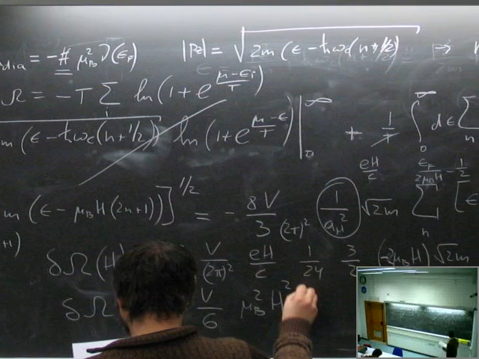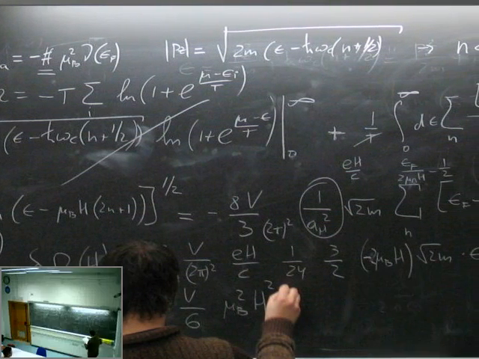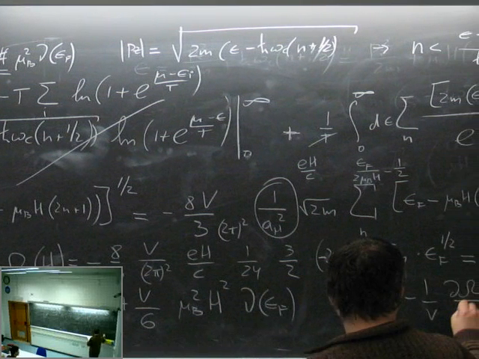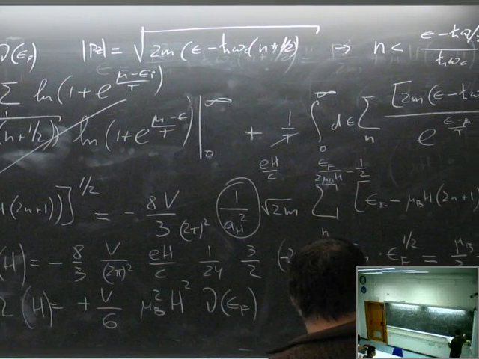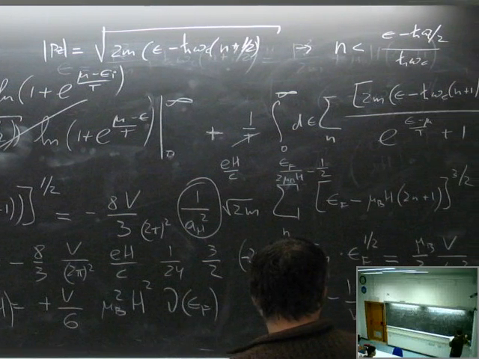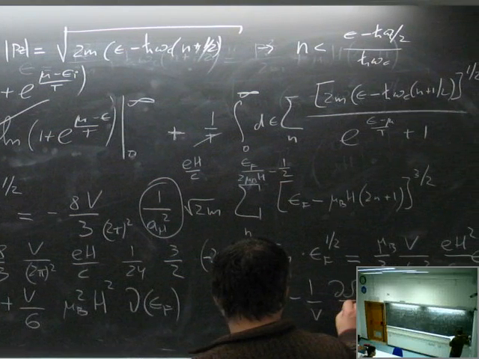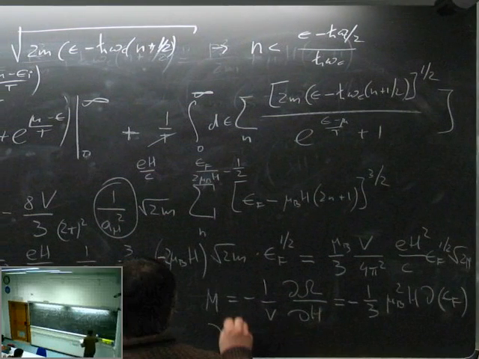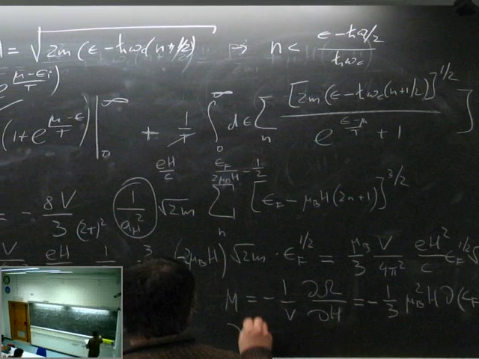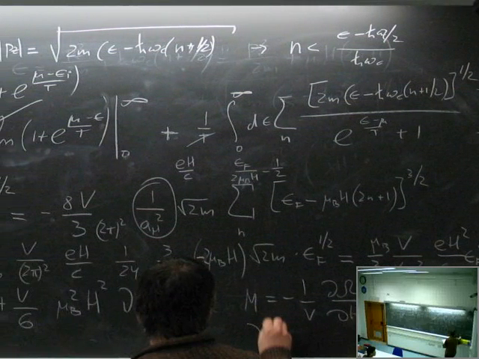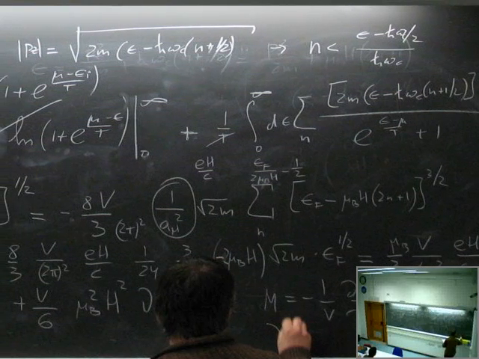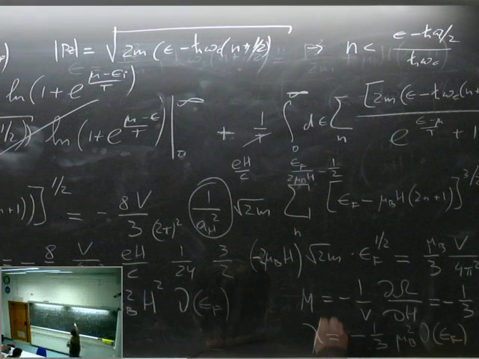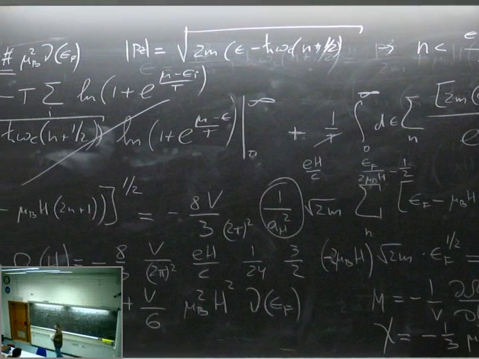Okay, then magnetization per unit volume is minus 1 over volume d omega over dH. So this is equal to minus 1/3 mu Bohr squared H times the density of states at the Fermi energy, and the susceptibility finally is equal to minus 1/3 mu Bohr squared times the density of states at the Fermi energy. Good. So the number which I was looking for here is equal to 1/3.